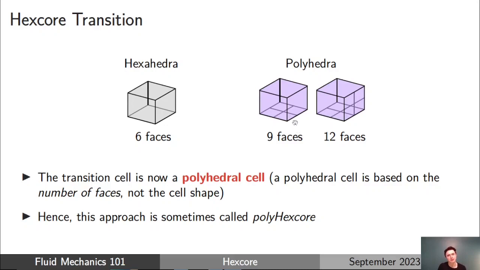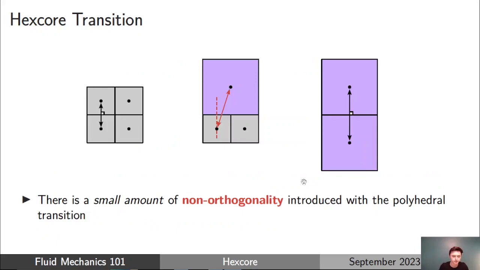And it's important to notice the distinction here that a polyhedral cell is actually based on the number of faces and not the shape of the cell. So it's not that distinctive kind of bubbly shape of cell that defines something as a polyhedra, it's the number of faces. So actually what we've done here is we've introduced a polyhedral cell which just has a very regular shape. And this is why you'll sometimes see this meshing approach referred to as a poly-hexcore, because one of the features of the hexcore is that the transition between cells is a polyhedral cell.